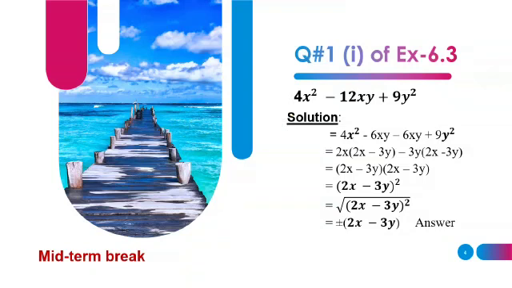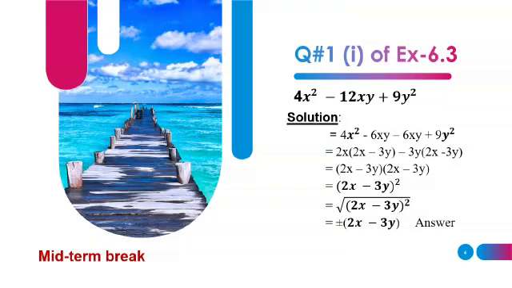Why? Because 9 fours are 36. Multiply 9 with 4, you get 36, and the pair will be 6 and 6. You know very well what middle term break is. In the last video, I also told about this skill as well. So minus 6xy minus 6xy.